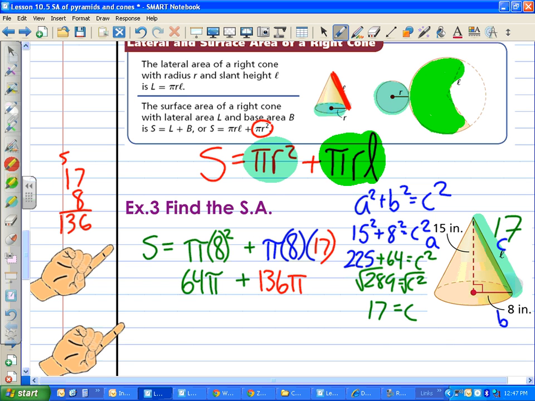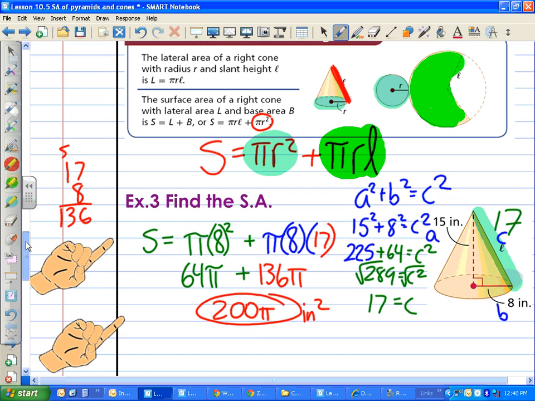136 pi. So my answer here, guys, is going to be 64 plus 136. And that ends up being, is that even 200? Yep. There you go. 200 pi inches squared, I should have put. I didn't. That one's done.